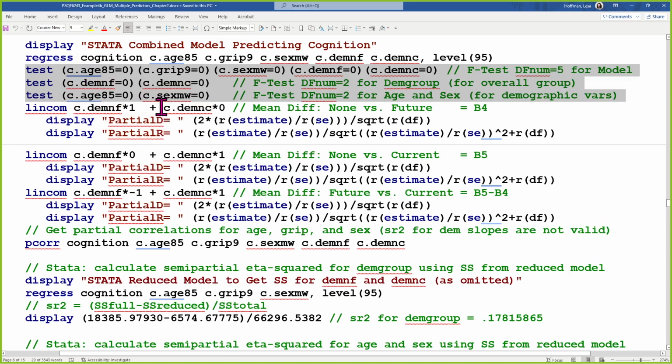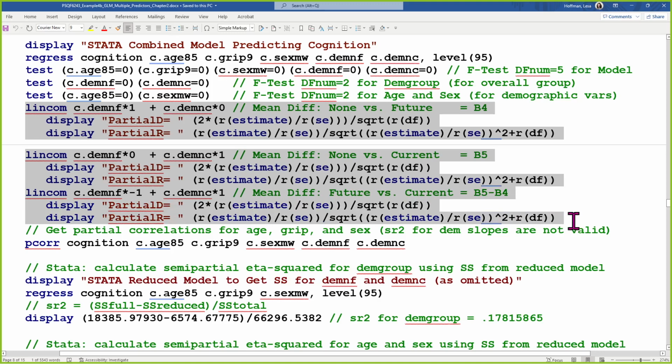You list each slope that you want tested equal to 0 and put it in parentheses to denote numerator degrees of freedom. So there are 5 sets of parentheses here. That's how I know I'm going to get an F-test with 5 numerator degrees of freedom. Likewise, here is the F-test for the two dementia slopes. Here is the F-test for the biological or demographic variables, whatever I called them before. Here are the dementia group differences that I'm getting effect sizes for.